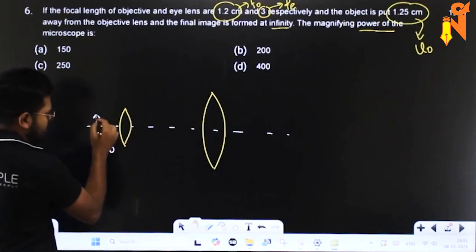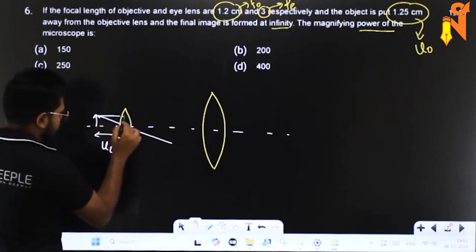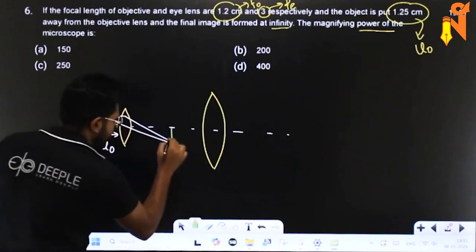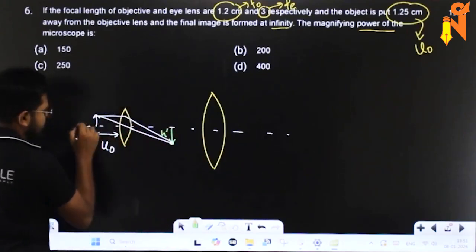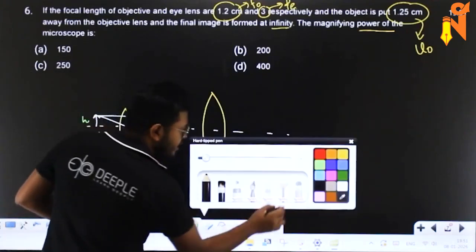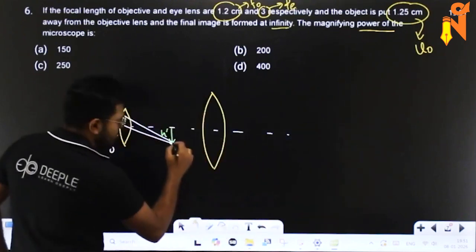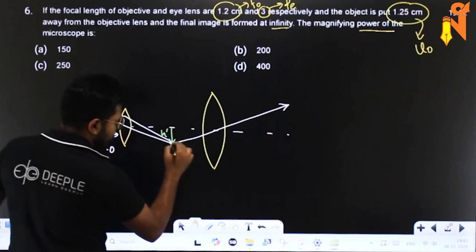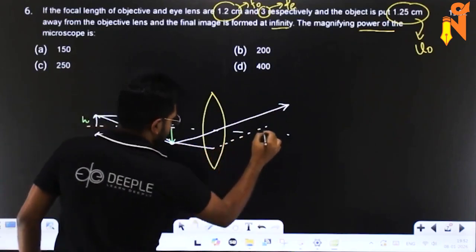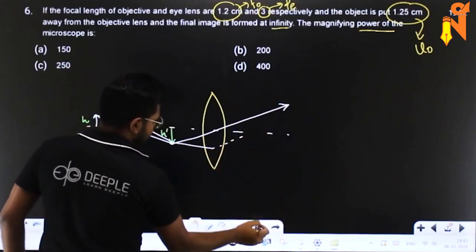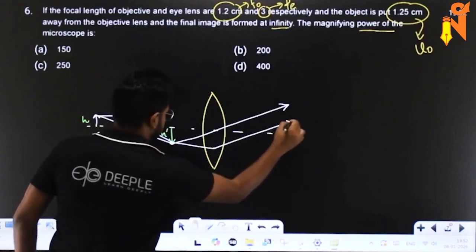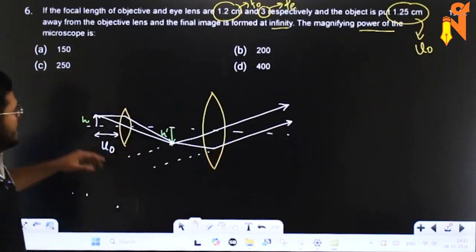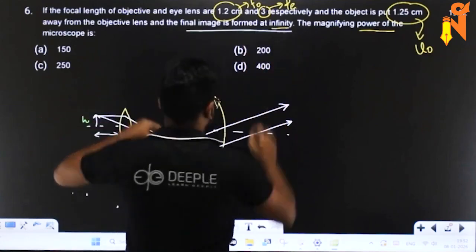Then there will be one light ray passing through this, one line passing like this, and this will be the point where one image is created. This height I will say h dash, this height is h. Then again light from this point will go, one will go through the optical center, another will go like this. Both are parallel, so I will backtrace them. So basically infinity, that's what is said, the final image is formed at infinity.